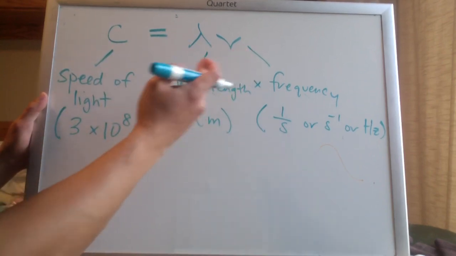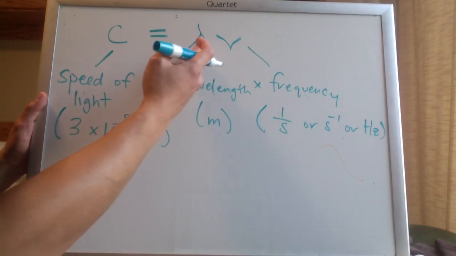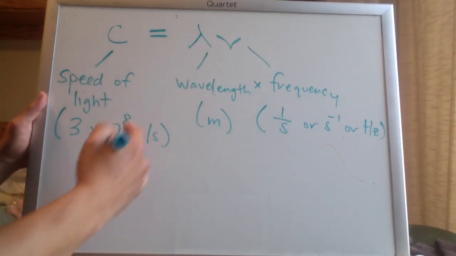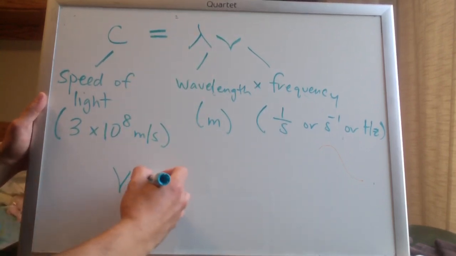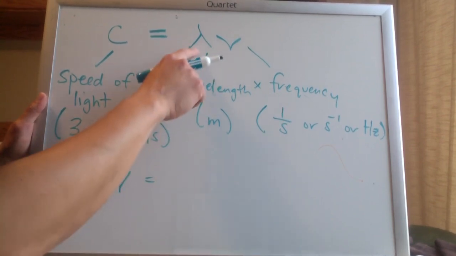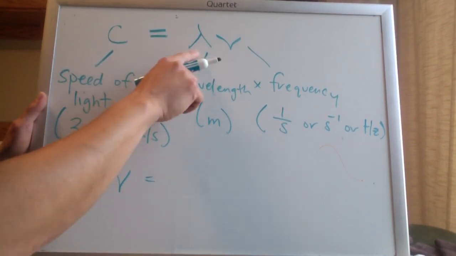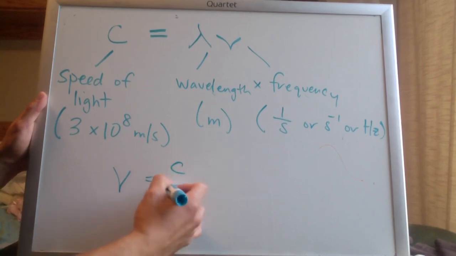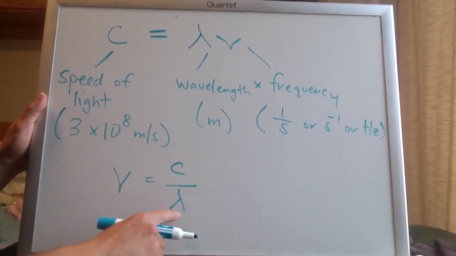Or if we wanted to isolate one of these, all we would do is rearrange the equation. So if I wanted to calculate the frequency, I would take nu equals, and I would divide both sides by lambda, the wavelength. So nu equals c over lambda.